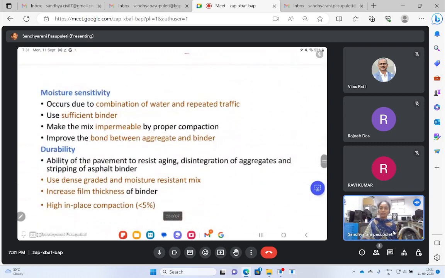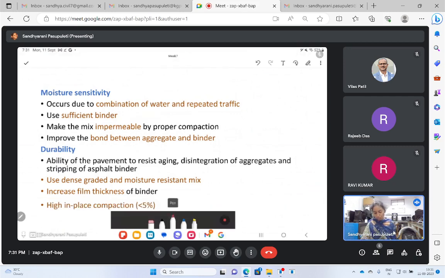So in addition to rutting and fatigue, there is moisture sensitivity. When the aggregate surface, which is completely coated with the bitumen, comes in contact with the water, in addition to the traffic, which will always be there, there is a high chance that the bitumen on the surface of the aggregates can strip off.